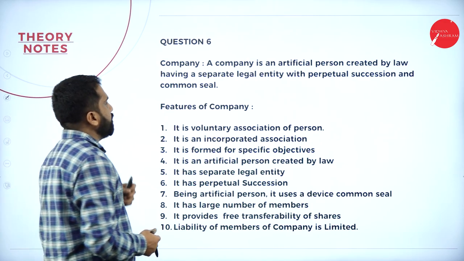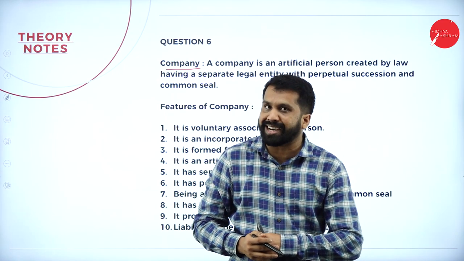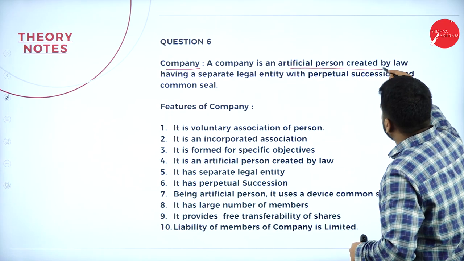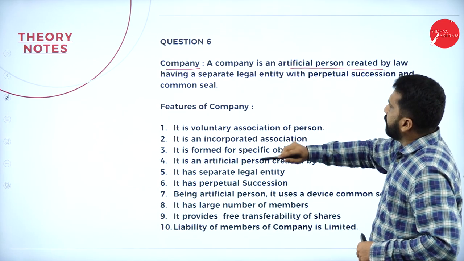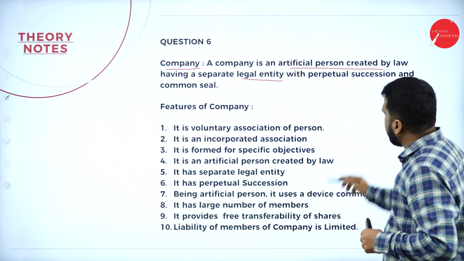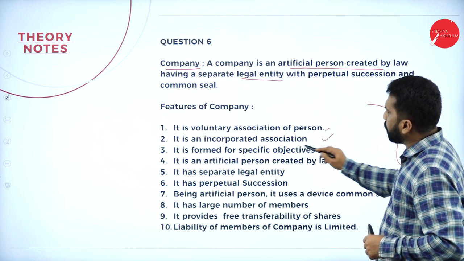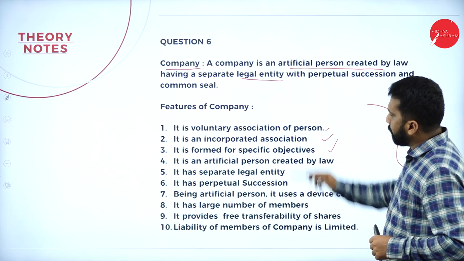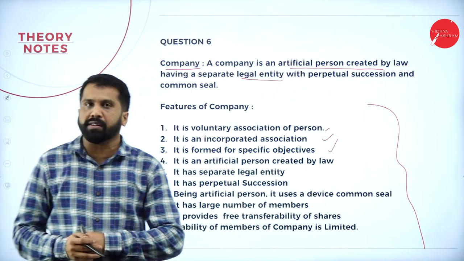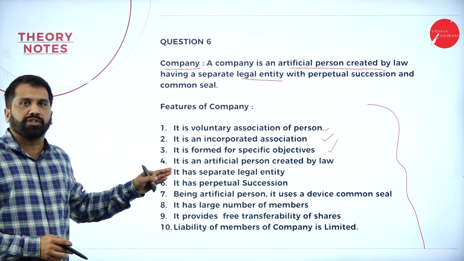And the 6th one, company. They may ask you a 5 mark question on company, like a company is an artificial person created by law having a separate legal entity. Already you have studied. They may ask you what are the features of company, like it is a voluntary association, incorporated, formed for a specific objective. All are points for the features of company. One of the most important questions they may ask you for 10 marks is what is company and features of company.